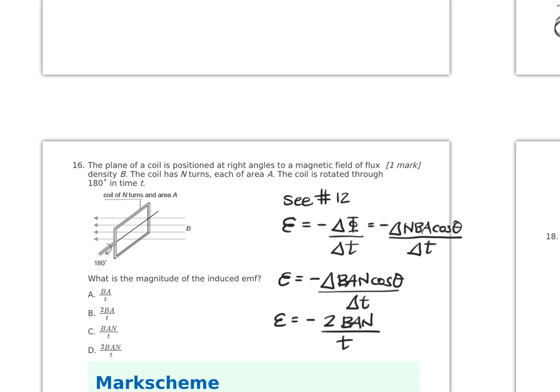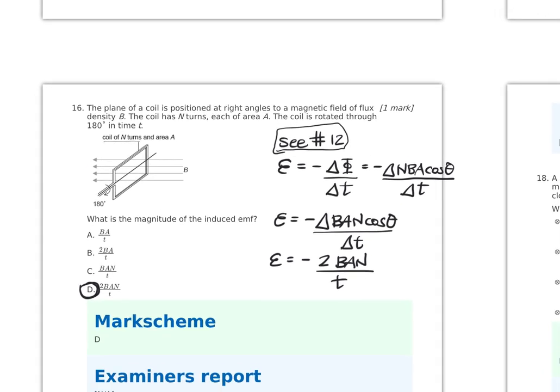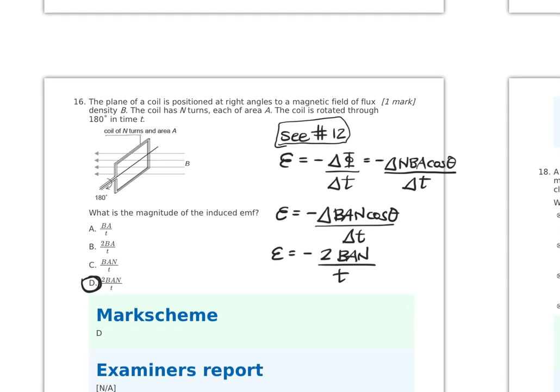Pretty much the same question as number 12, like I've been saying. See number 12. But we're using B and A and t instead of X and S and capital T. And also, one difference here is that this coil has N turns, so we include the N in our answer. And so that's 16.